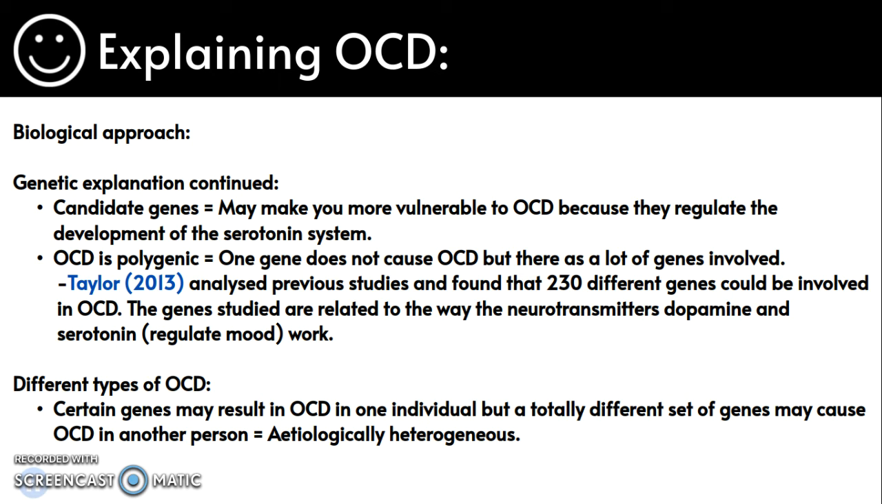Taylor in 2013 analyzed previous studies and found that 230 different genes could be involved in OCD. The genes studied are related to the way that the neurotransmitters dopamine and serotonin work, and dopamine and serotonin are involved in the regulation of mood. Different types of OCD may be caused because certain genes may result in OCD in one individual, but a totally different set of genes may cause OCD in another person. We describe this as etiologically heterogeneous.